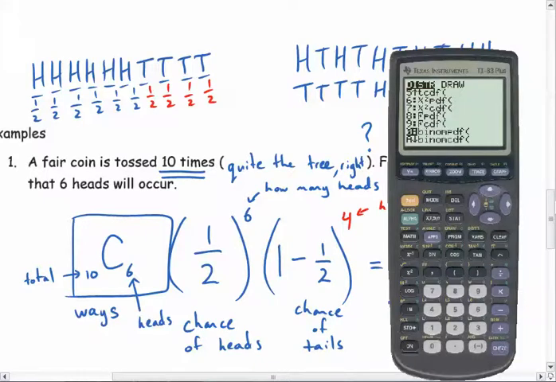The arguments of binomial PDF are just n, p, x. So I put in the number of trials, comma, the probability of success, comma, how many successes I want. I want 6 heads. That should give me the same answer, crossing my fingers. I haven't tried this. Yes.